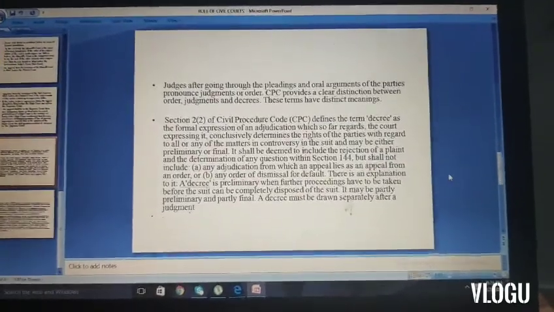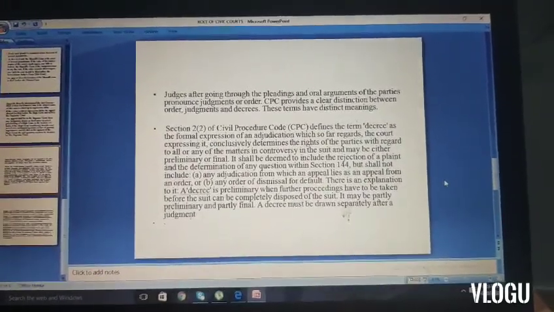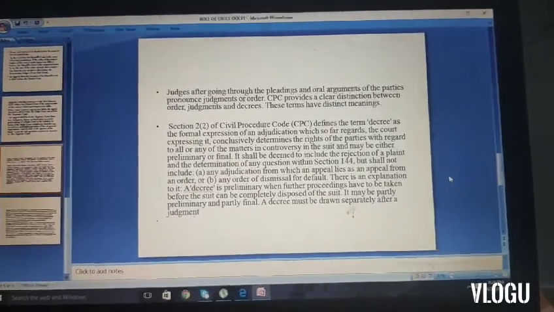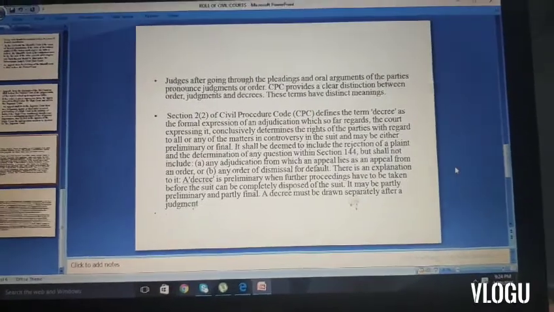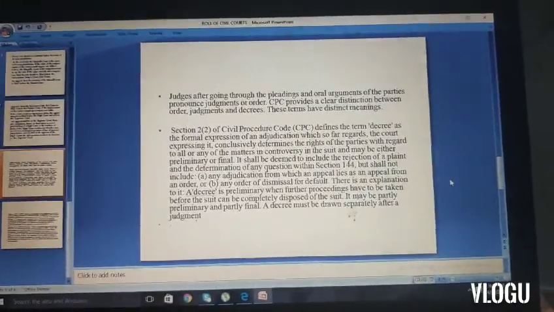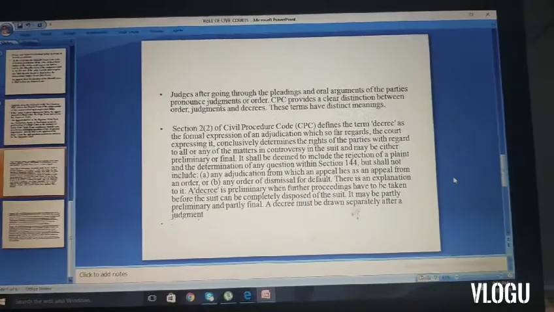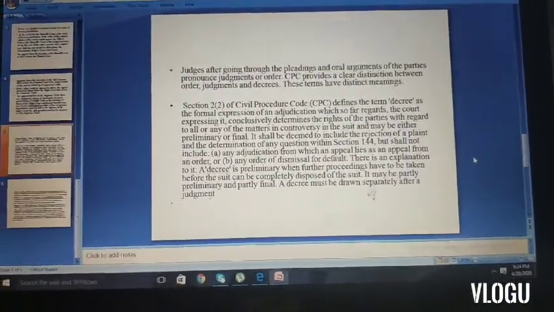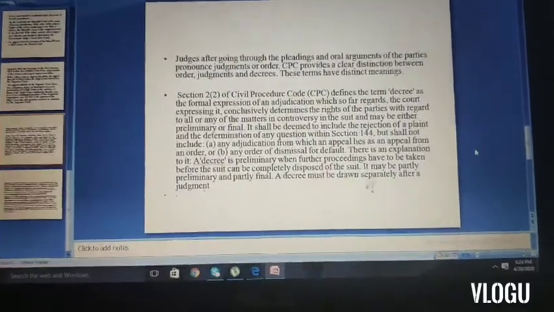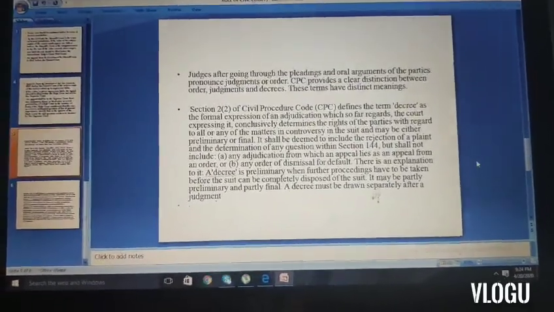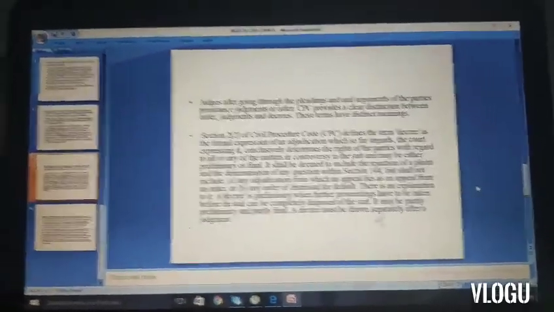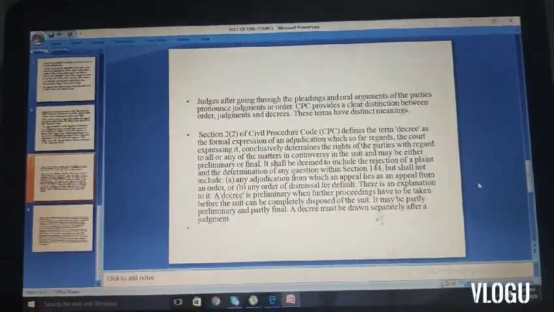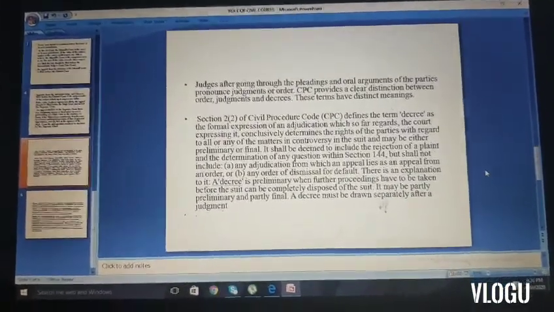Section 2(2) of the Civil Procedure Code defines the term decree as a formal expression of an adjudication which, so far as regards the court expressing it, conclusively determines the rights of the parties with regard to all or any of the matters in controversy in the suit, and may be either preliminary or final. It shall be deemed to include the rejection of the plaint and the determination of any question within Section 144, but shall not include any adjudication from which an appeal lies as an appeal from an order, or any order of dismissal for default.